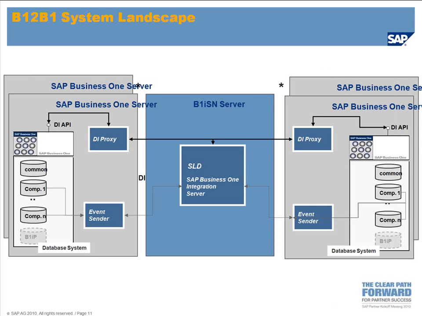Here we see the overall architecture of a scenario where an instance of SAP Business One is integrated to another instance of SAP Business One, or more, via B1i SN. You can see that many of the required components, such as the DI API, are installed as part of SAP Business One's installation, and then components such as the Event Center and the DI proxy are part of the B1i SN server installation. It is these components put together in this example that allow for easy setup and integration of one or more Business One systems.